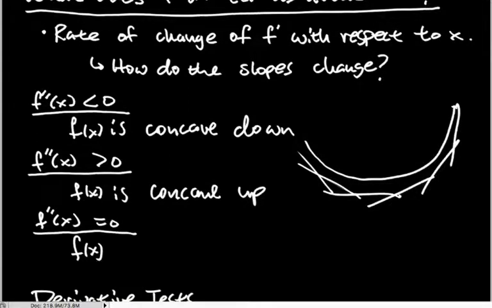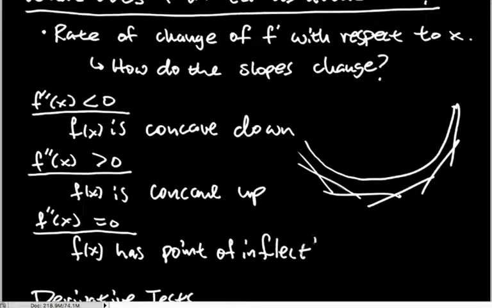When f double prime is equal to 0, f has a point of inflection. So make sure you write this word correctly. Inflection, not infection, not injunction, not injection, or anything like that. I've seen that before. Apparently that's happened on the AP test as well. So yeah, make sure that that is correct.